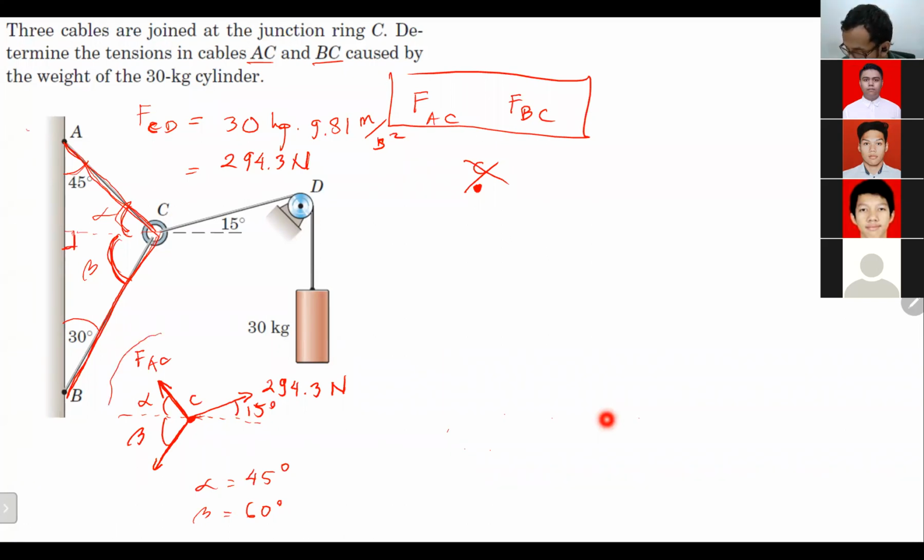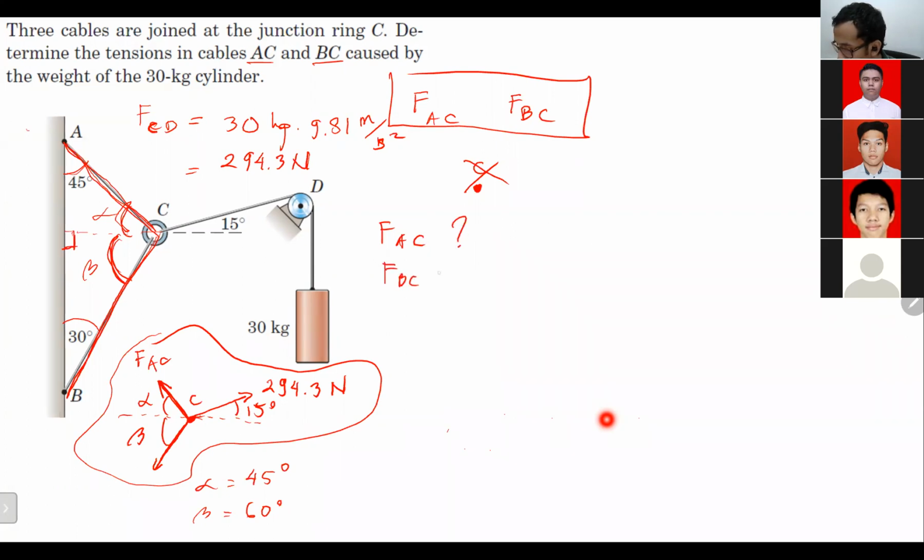This is your complete free body diagram for this particular case. Do you get it, Omar? I understand, sir. Now, the question is, we have to find the value of FAC and the value of FBC, right? Yes. How to solve that? I think we divide all the force vectors into force components like Fx and Fy. Yes, you can do it that way. So what should we do then?